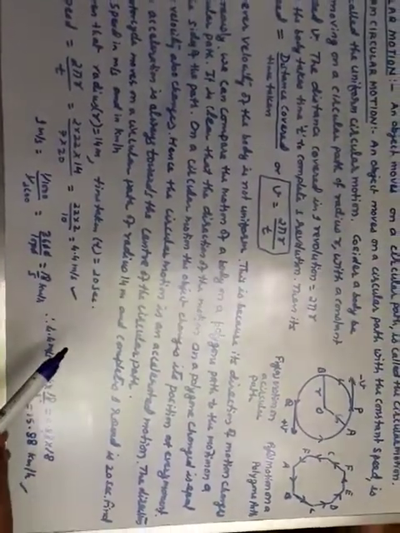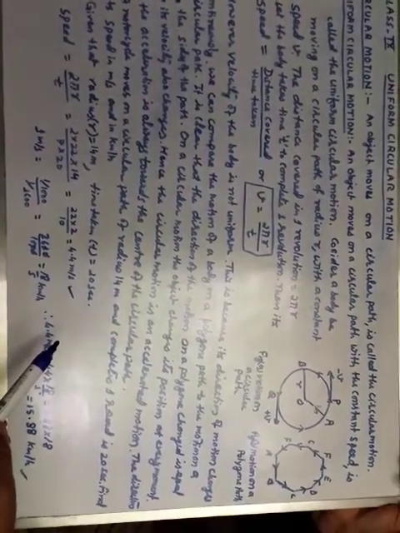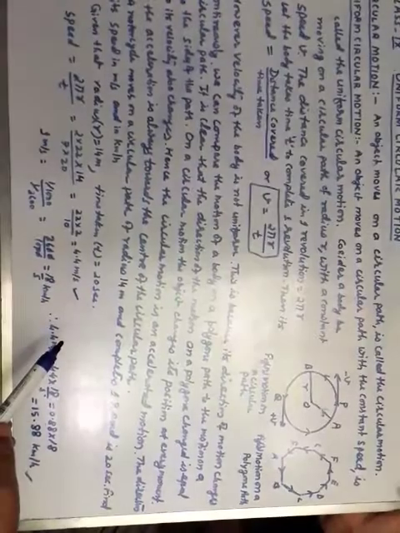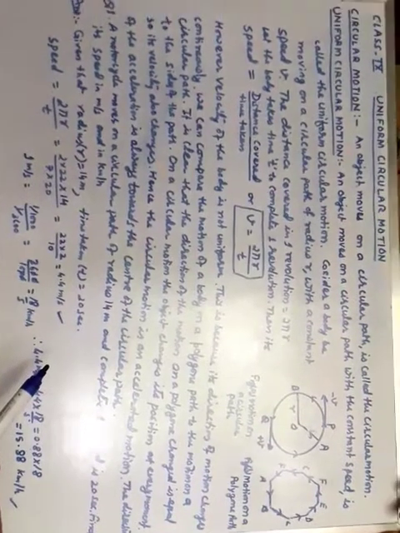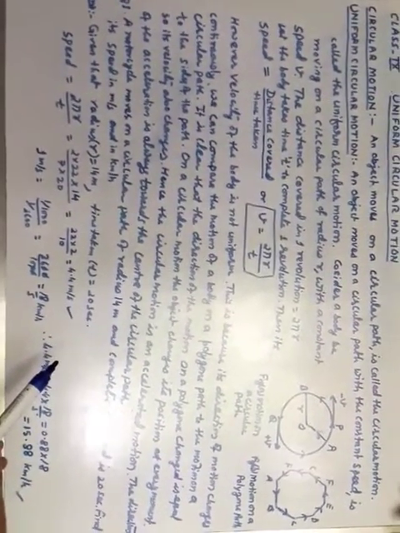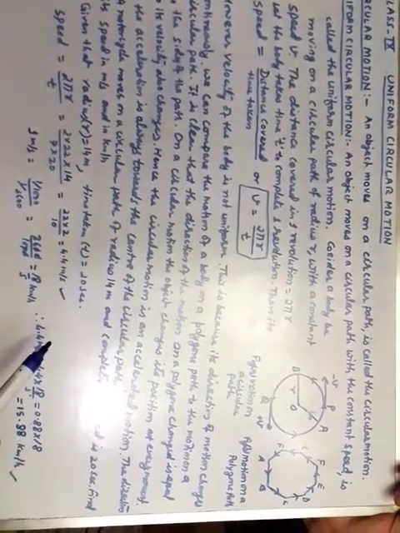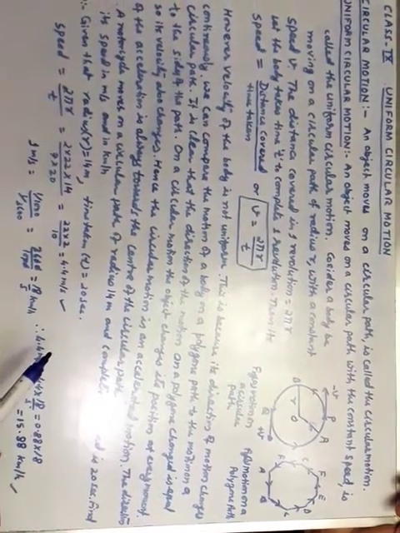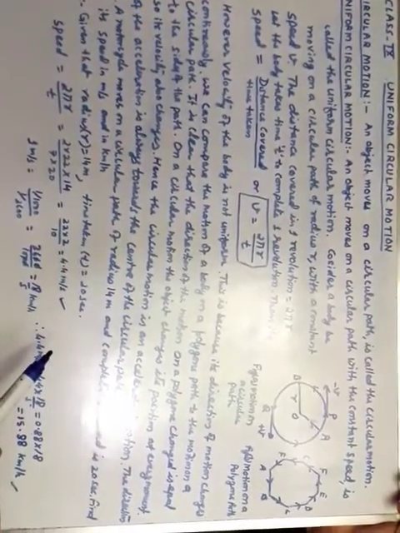Now another question is, if the earth takes 365 days to complete one round around the sun, and if the average distance of the earth from the sun is 150 million kilometer, then find its average speed.